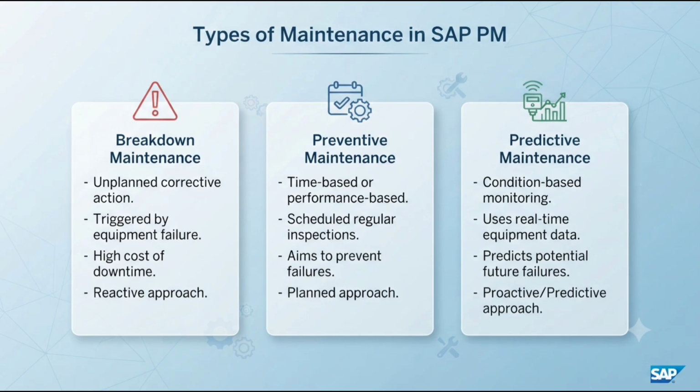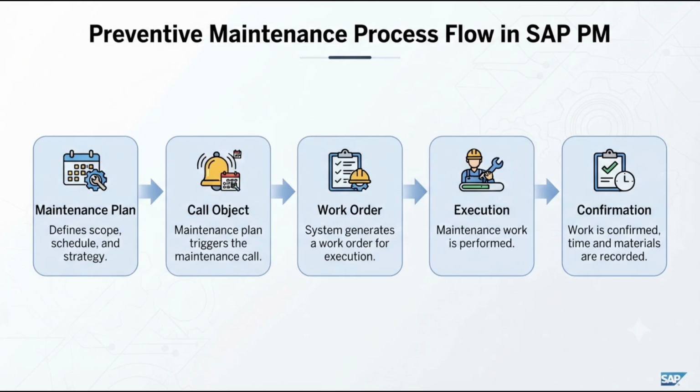The preventive maintenance process in SAP PM begins with the creation of a maintenance plan. The plan defines the strategy, the cycle, and the technical objects that need regular service. When the due date arrives, the system generates a call object, which is usually a maintenance order or a notification. The planner reviews the call, adjusts the order if necessary, and releases it for execution.